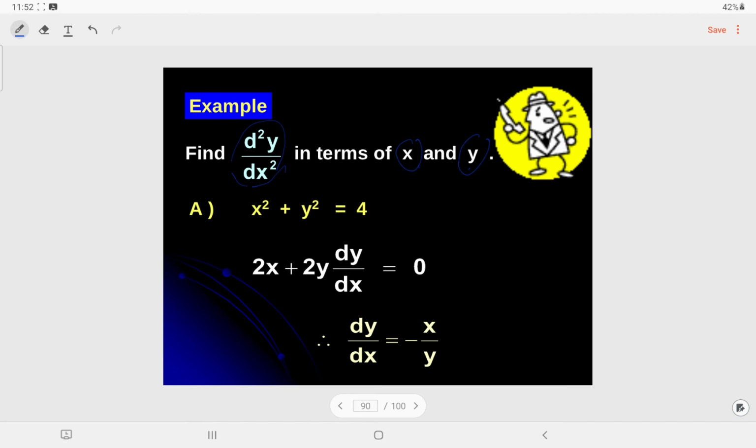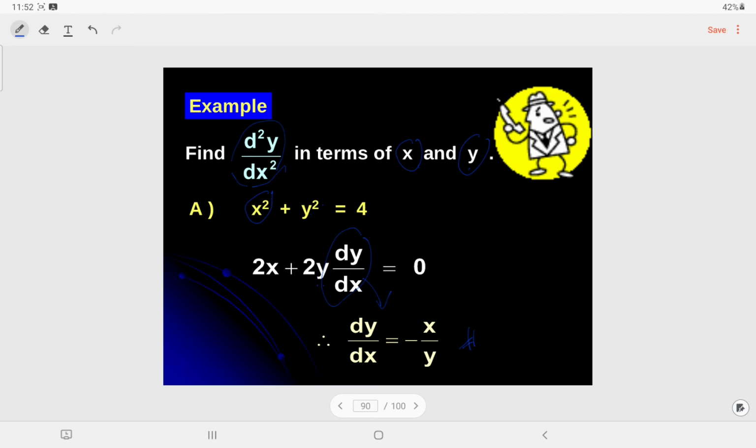Okay, first of all, we need to differentiate x square, so 2x. Differentiate y square is 2y dy over dx. Differentiate 4 equal to 0. And then this one we factorize. So we get dy over dx equal to negative x over y.